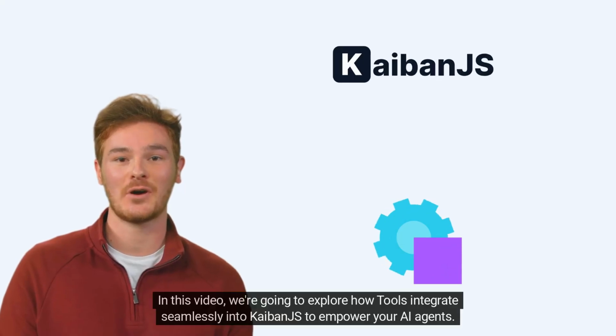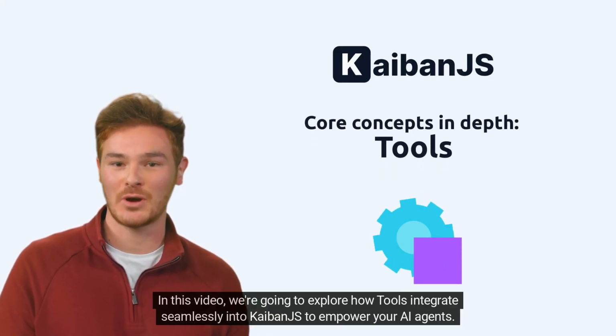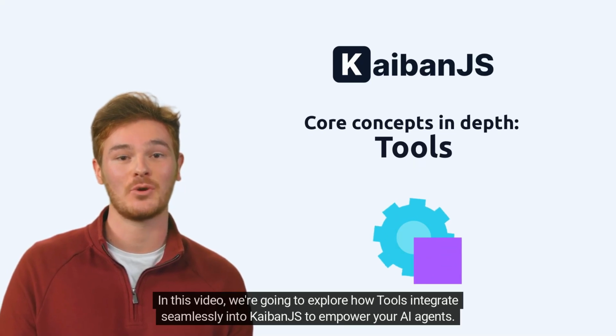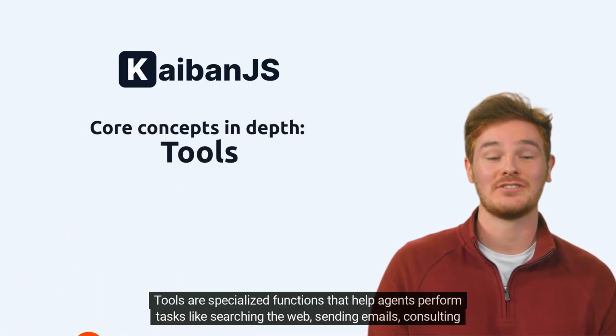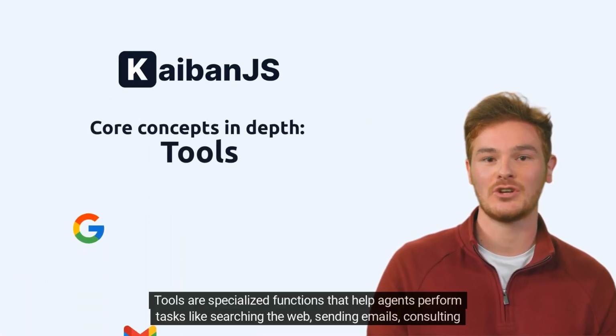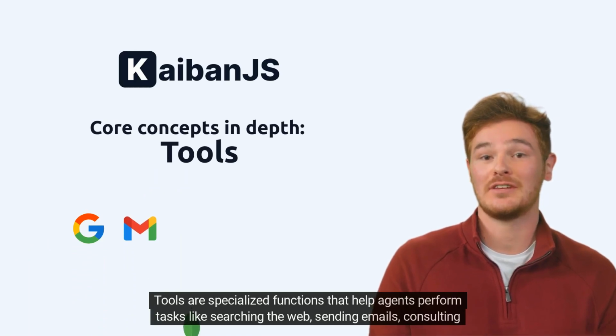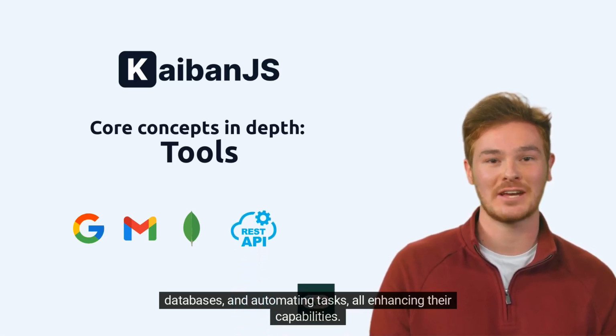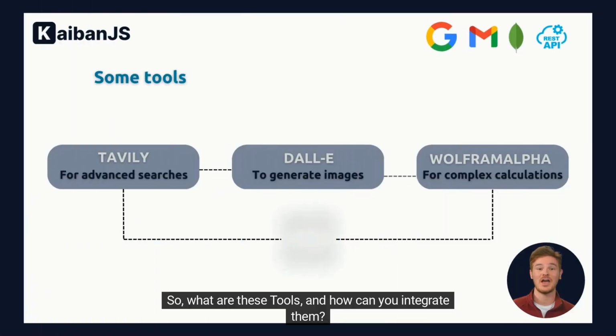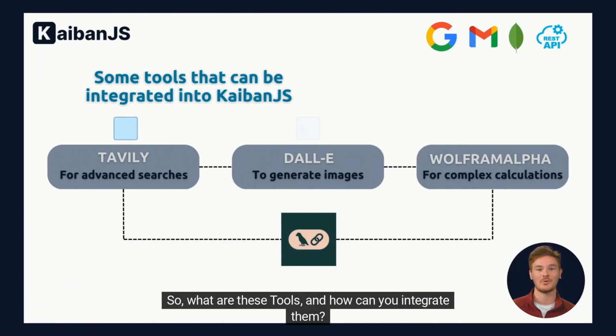Welcome. In this video, we're going to explore how tools integrate seamlessly into KaibanJS to empower your AI agents. Tools are specialized functions that help agents perform tasks like searching the web, sending emails, consulting databases, and automating tasks, all enhancing their capabilities. So, what are these tools, and how can you integrate them?